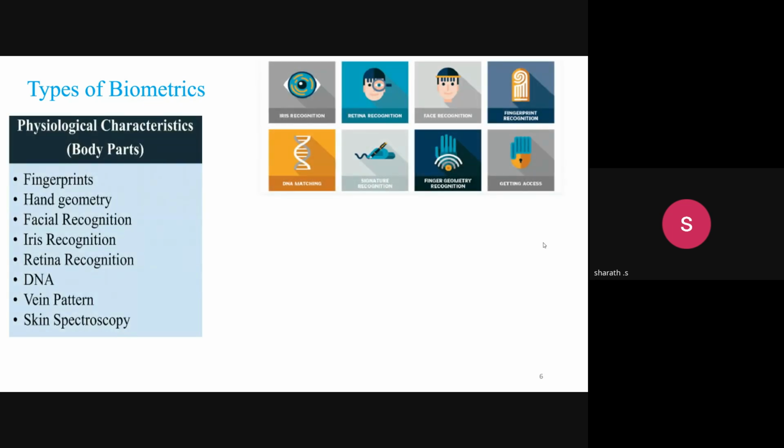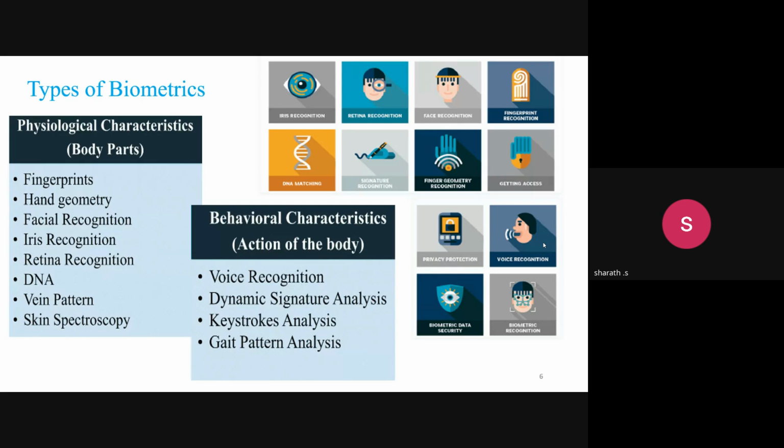Physiological characteristics are body parts. It can be your fingerprints, hand geometry, facial recognition, iris recognition, retina recognition, DNA, vein pattern, skin spectroscopy. The other component is behavioral characteristics, which are based on the action of the body. It can be your voice recognition. It can be the way in which you type, that is your dynamic signature analysis or keystroke analysis. The way in which you walk is your gait pattern analysis.